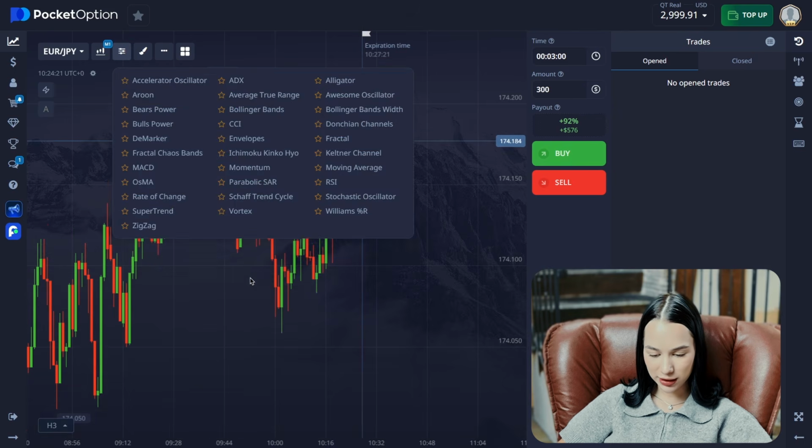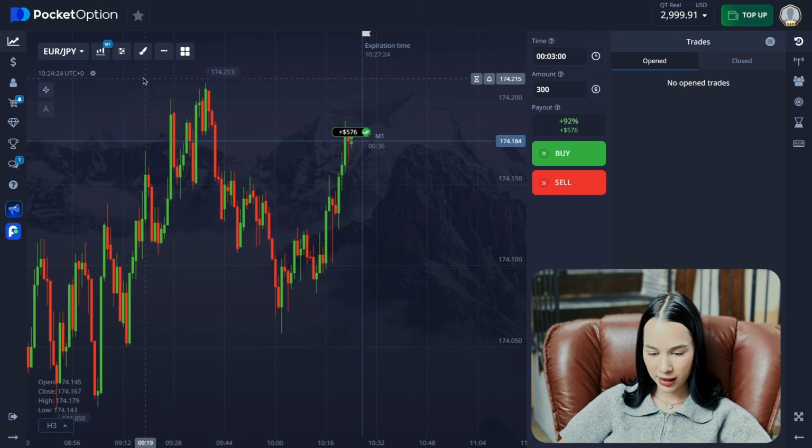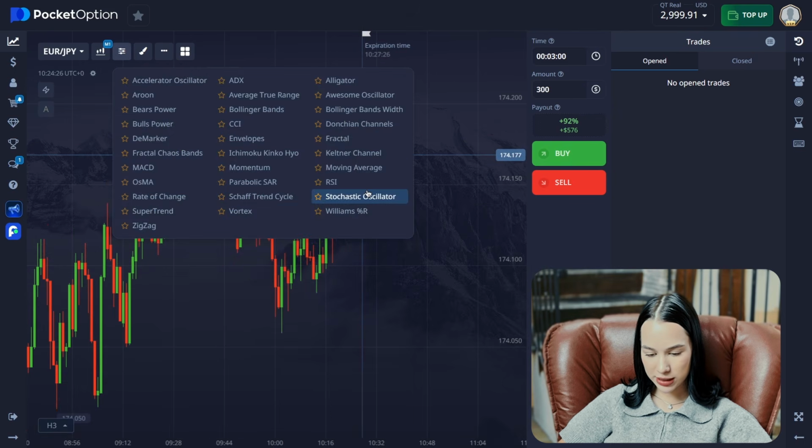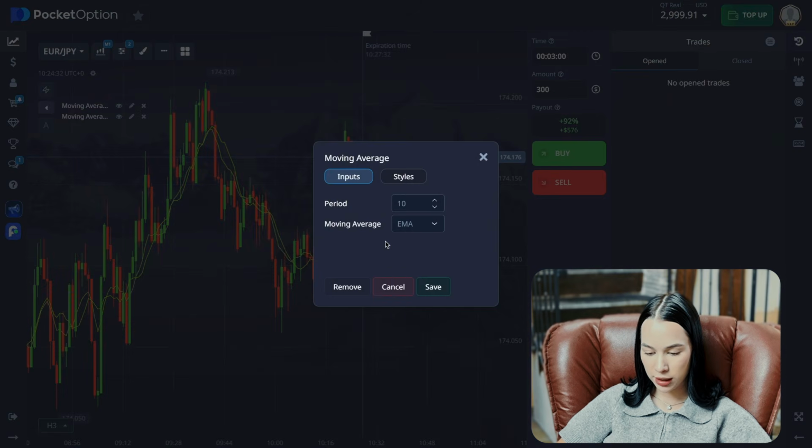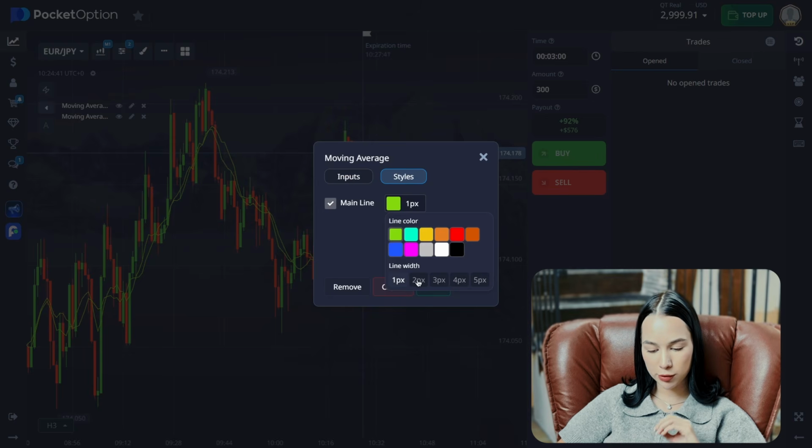So we delete all of the lines here, not to make it messy. And after we go to indicators again, so we change it to EMA, then change it to 15. Oh, sorry, we change it to 10. Then for the second moving average, we change it to 50 and EMA as well, and we just change the color.